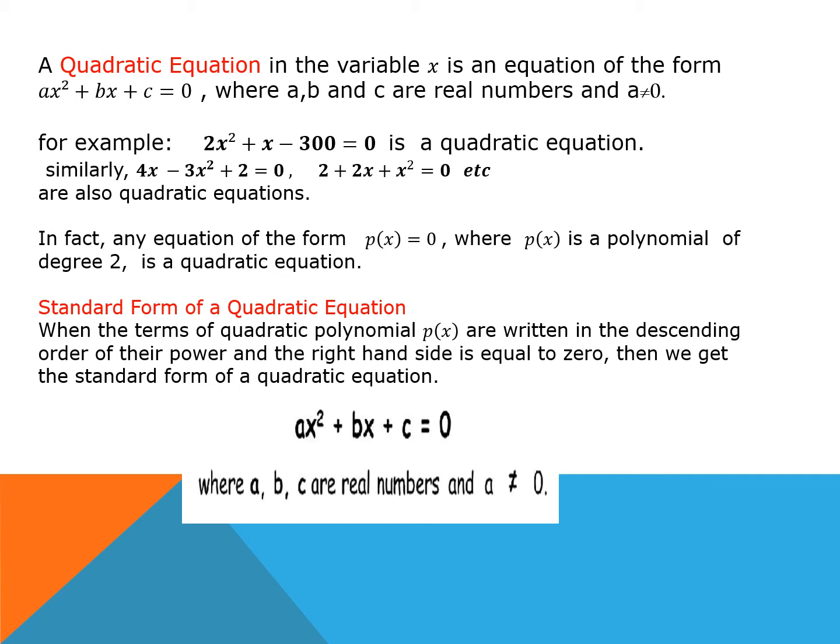When the terms of a quadratic polynomial p(x) are written in the descending order of their power and the right hand side is equal to 0, then we get the standard form of a quadratic equation, which is ax squared plus bx plus c equals 0, where a, b, c are real numbers and a is not equal to 0.